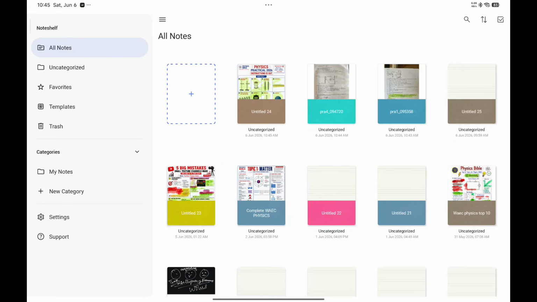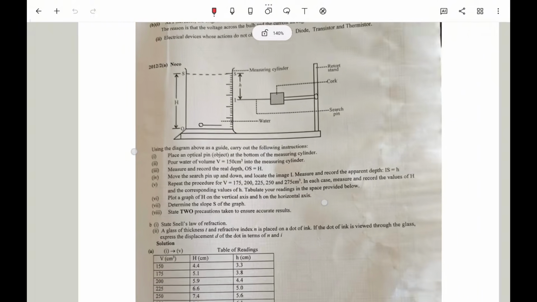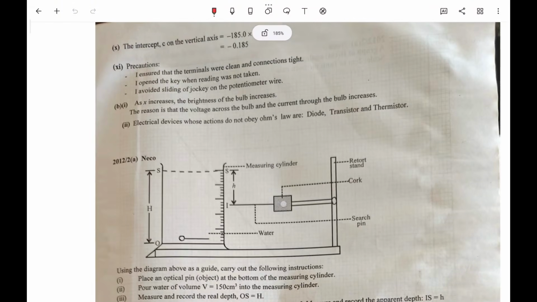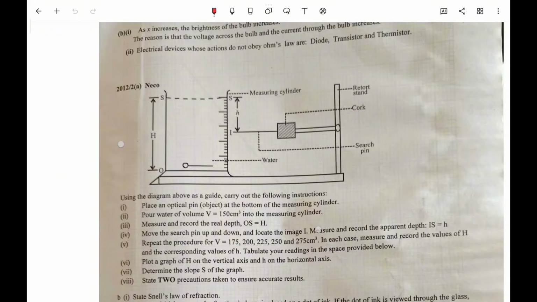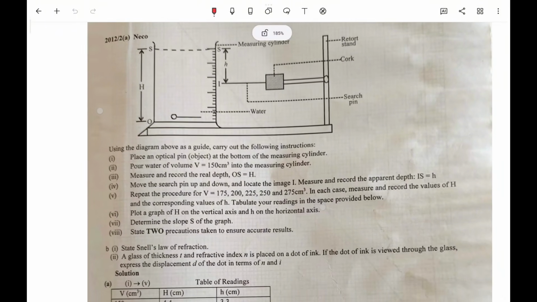Now this is your question. You observe this. This is one of the questions for 2012. Observe the question. You can see that you have your beaker here. Since you have your beaker, and this is your what? This can be your meter rule. Is that clear? Or whatever device.